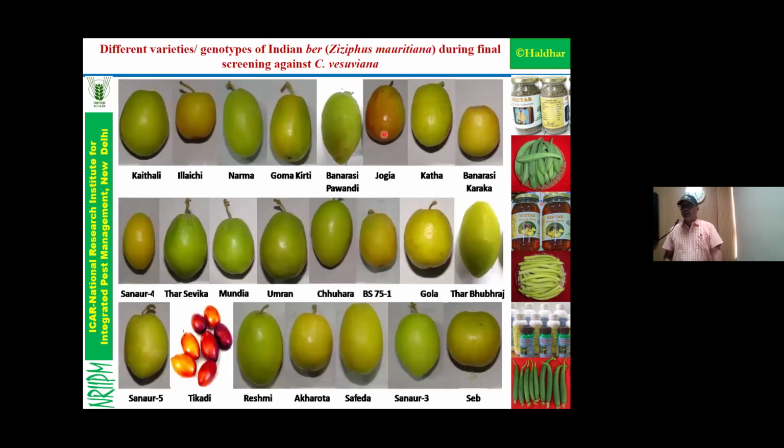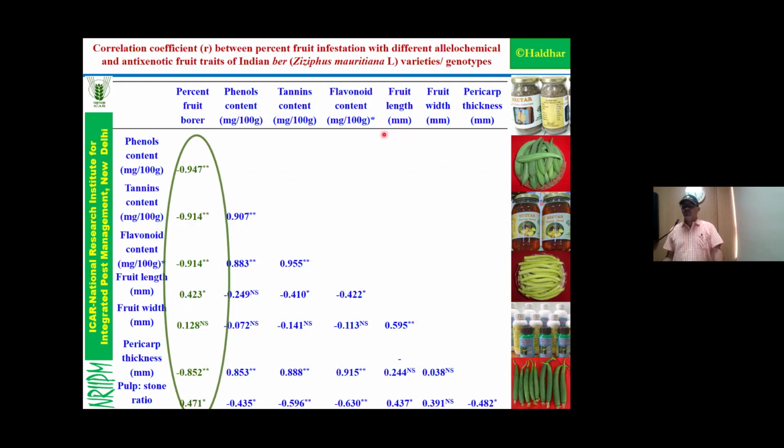These are the different types of fruit, varieties or lines we took in the final stage. And we also correlated them, and we found that phenolic content, tannin content and flavonoid content are negatively correlated with fruit infestation. So this is also a very good finding. Fruit width is not important, and fruit length also. But pericarp thickness has some relation, a negative correlation we found.